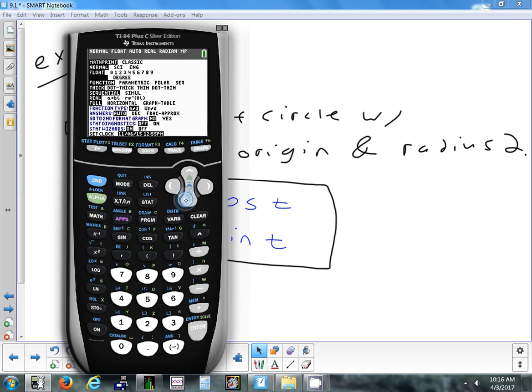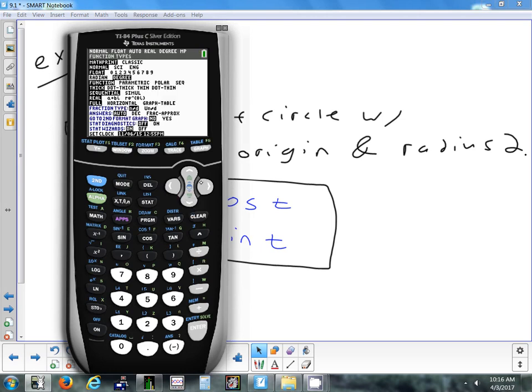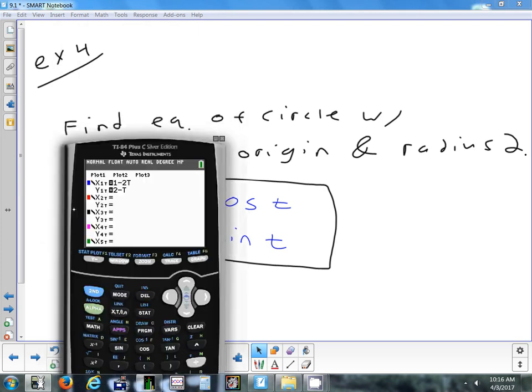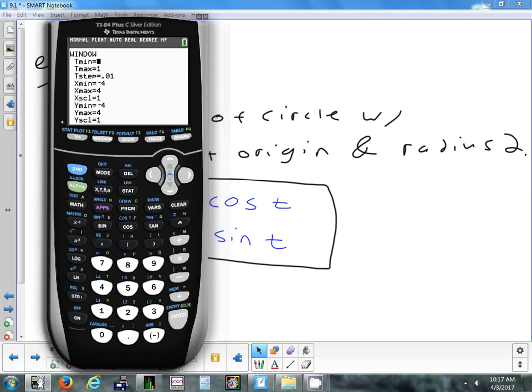So if we type that in degrees, let's switch the mode to degrees. I'm still in, no, I'm not in parametric. So we'll switch back to parametric. Type in the two equations you just gave me: 2 cosine t and 2 sine t. Okay. And am I ready to graph? What do I need to do? Okay, we need to adjust some stuff.